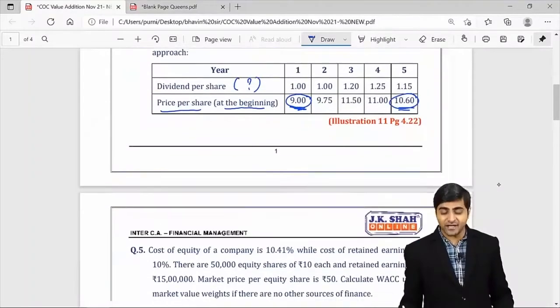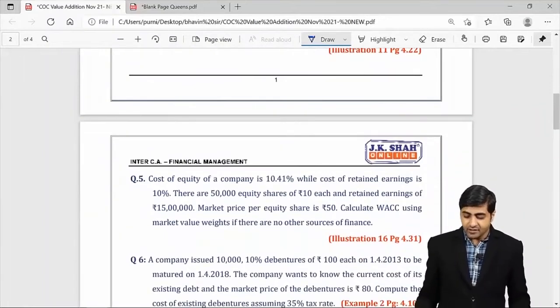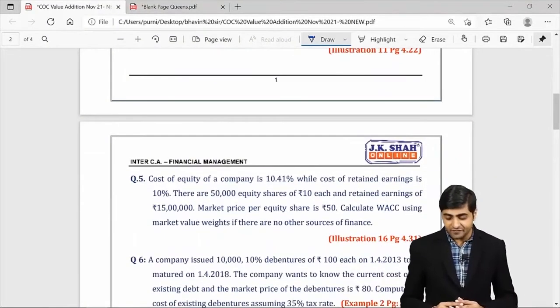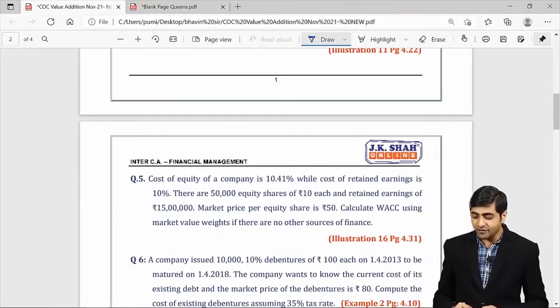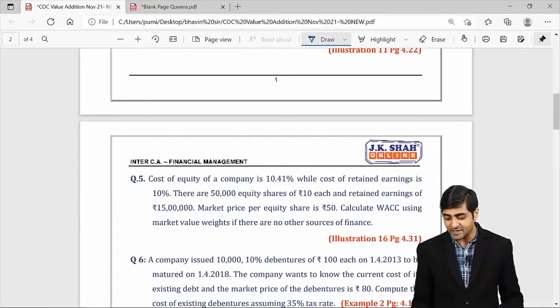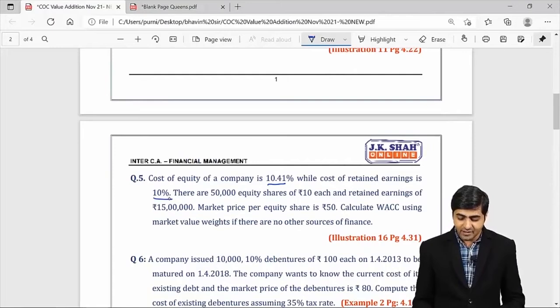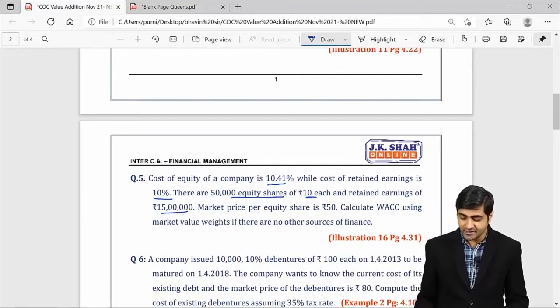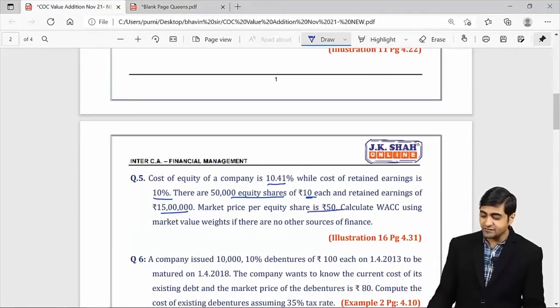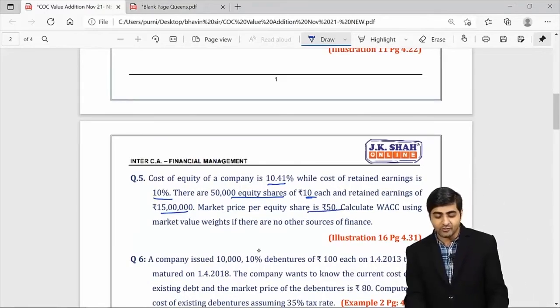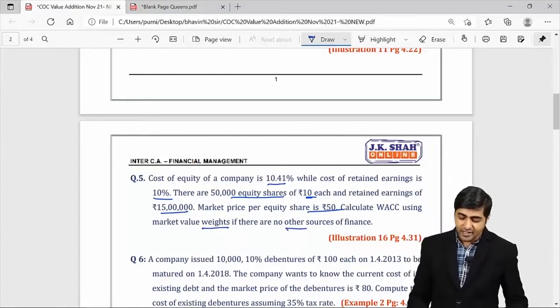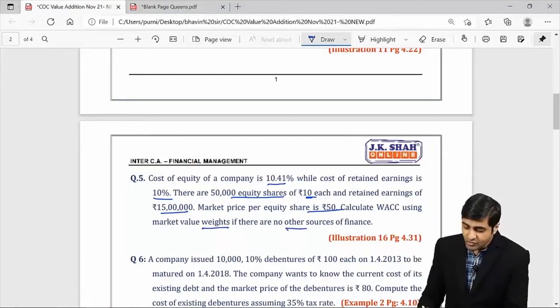Okay students, now let us start with the next question. Now what is given to you in question number 5? Cost of equity of a company is 10.41% and the cost of retained earnings is 10%. There are 50,000 equity shares of rupees 10 each and retained earnings is 15 lakhs. Market price per equity share is 50 rupees and you are required to calculate the WACC using market value weights if there are no other sources of finance.